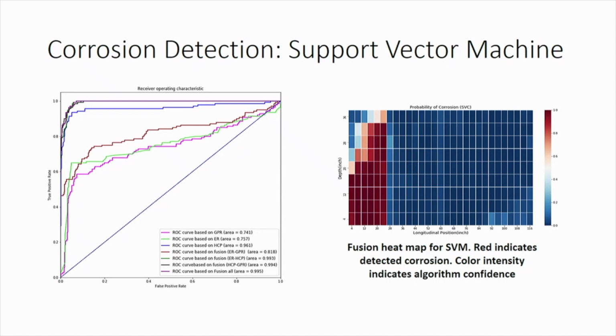On the right, you see a defect map. It basically gives you the algorithm's confidence, the SVM confidence, at different locations from fusing all the data together. The red ones show that the algorithm is almost 100% sure that there's corrosion here, and the blue ones are sound concrete or rebar.